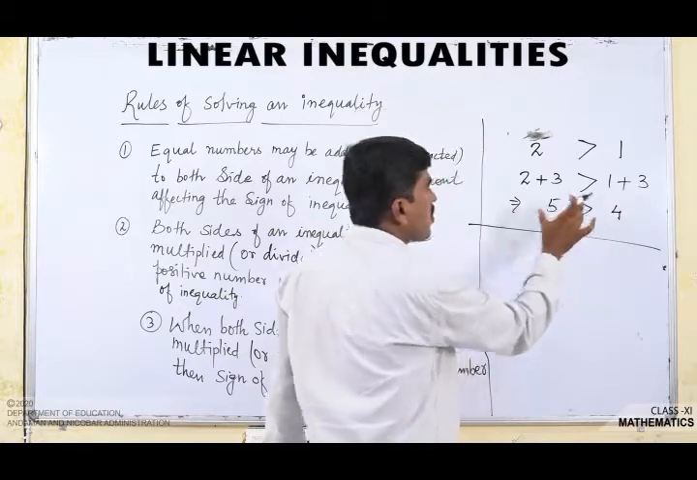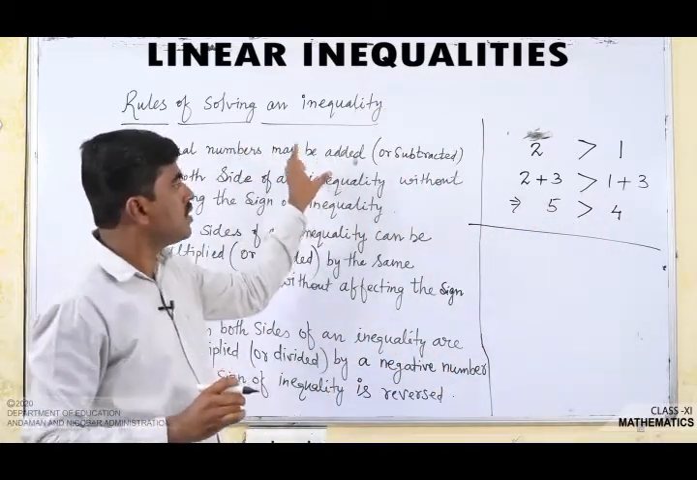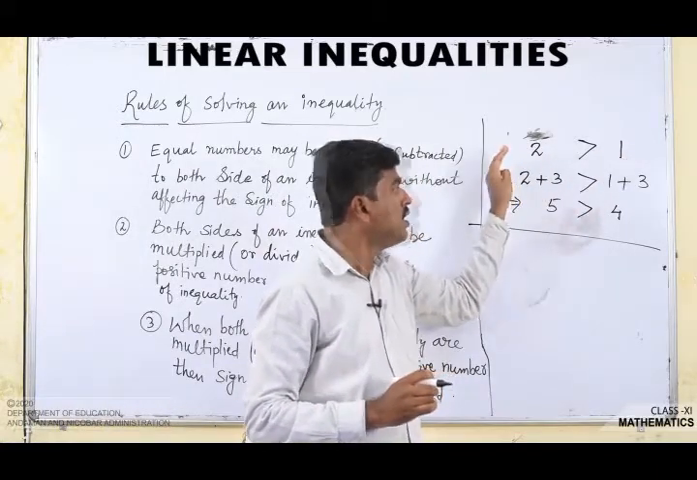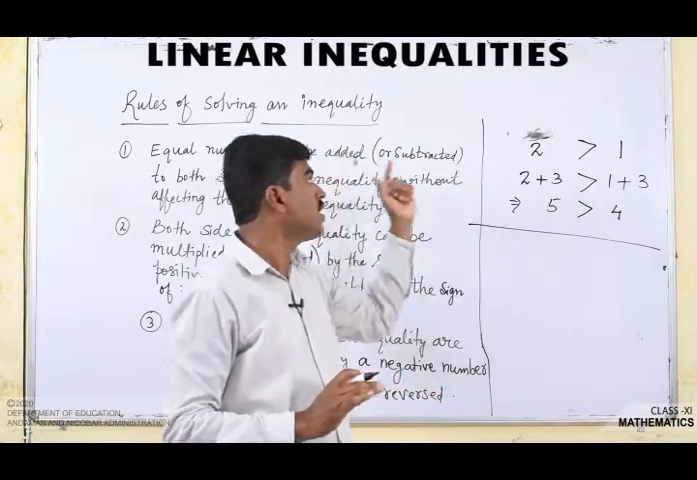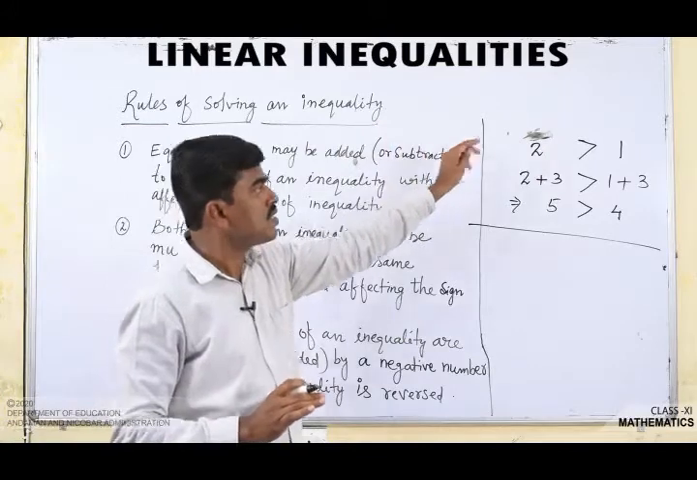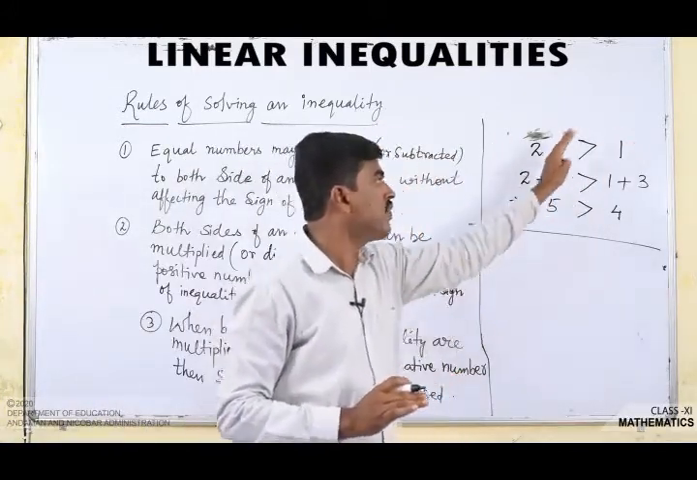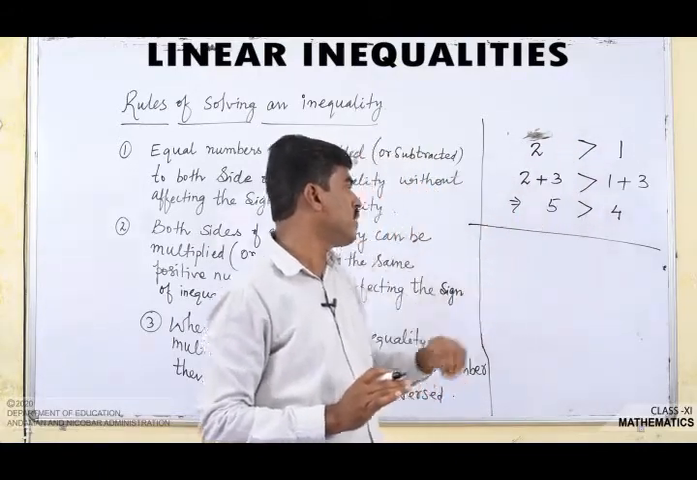So this statement is also true. Whenever we add the same number to both sides of an inequality, the sign of the inequality will not be affected. Similarly, we can subtract the same number from both sides of an inequality without affecting the symbol, that is the sign, of this inequality.